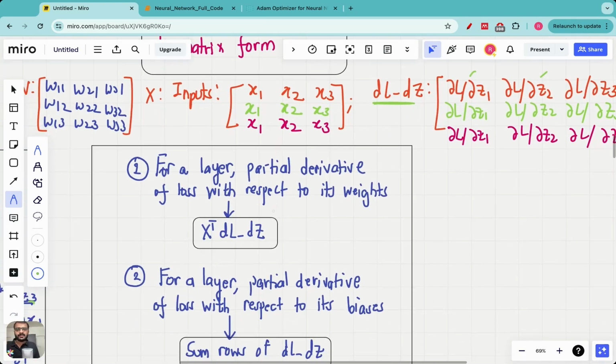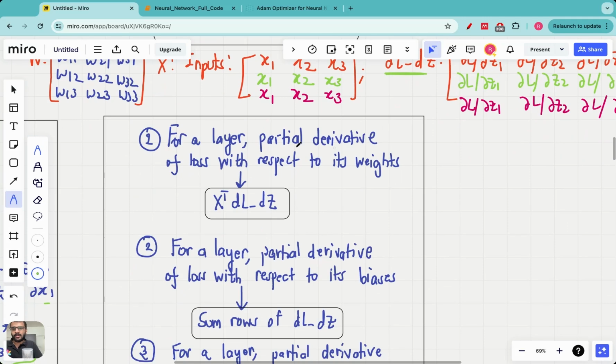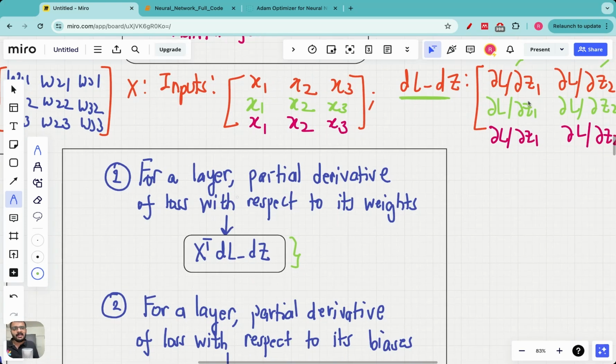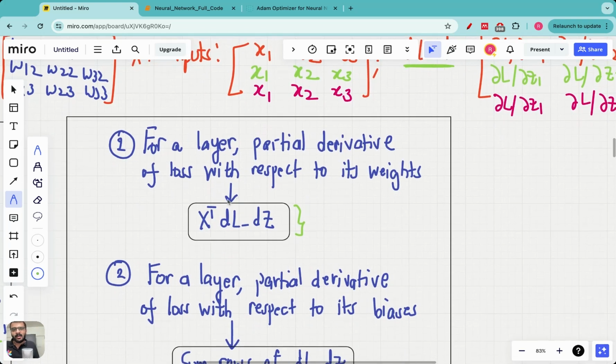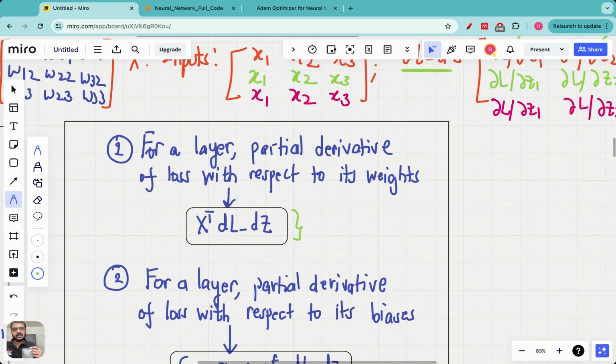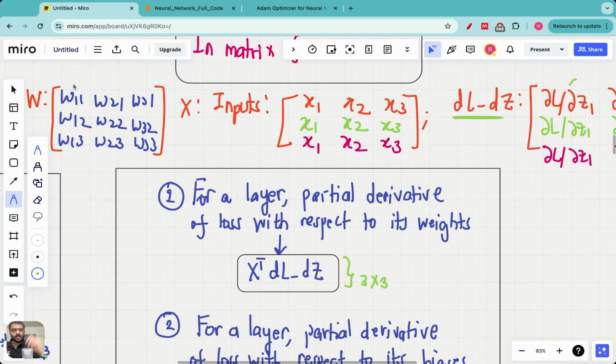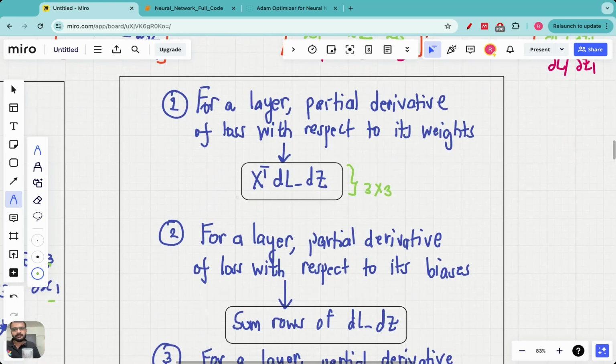Okay, now the first formula I would like to tell you is that for any given layer, the partial derivative of loss with respect to the weights of that layer is given by this simple formula: X transpose multiplied by dL/dZ. X is this, dL/dZ is this. This one formula gives us the partial derivative of loss with respect to all 9 weights over here. So this will be a 3 by 3 matrix. For example, the first row and first column gives the partial derivative of loss with respect to w11. Similarly, there are 3 rows and 3 columns.